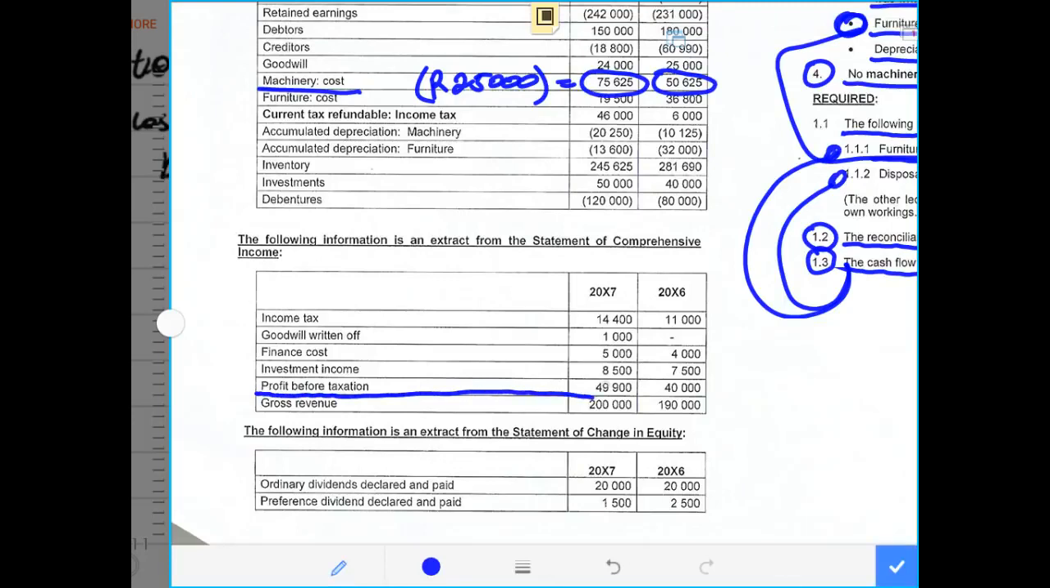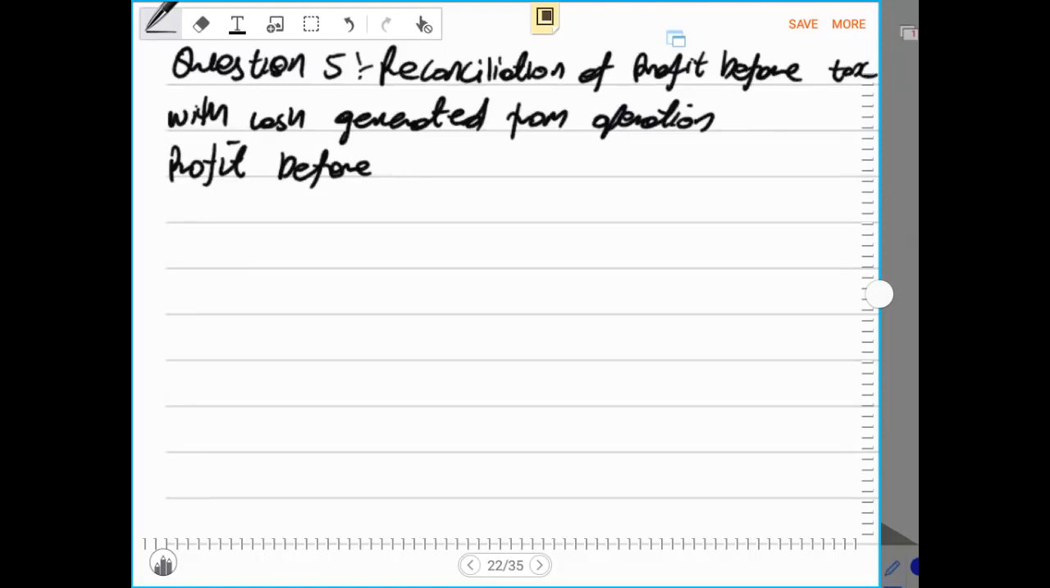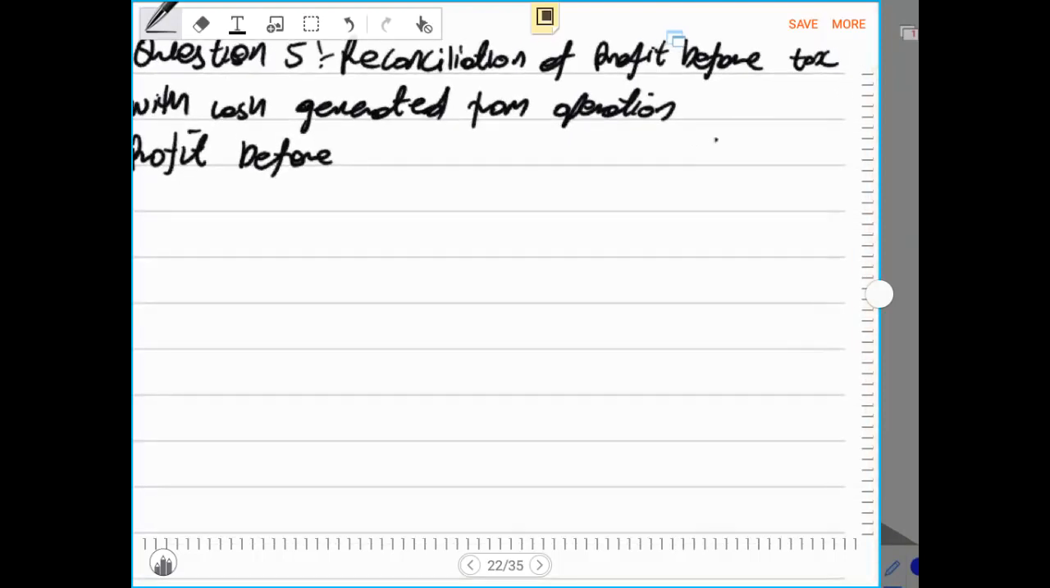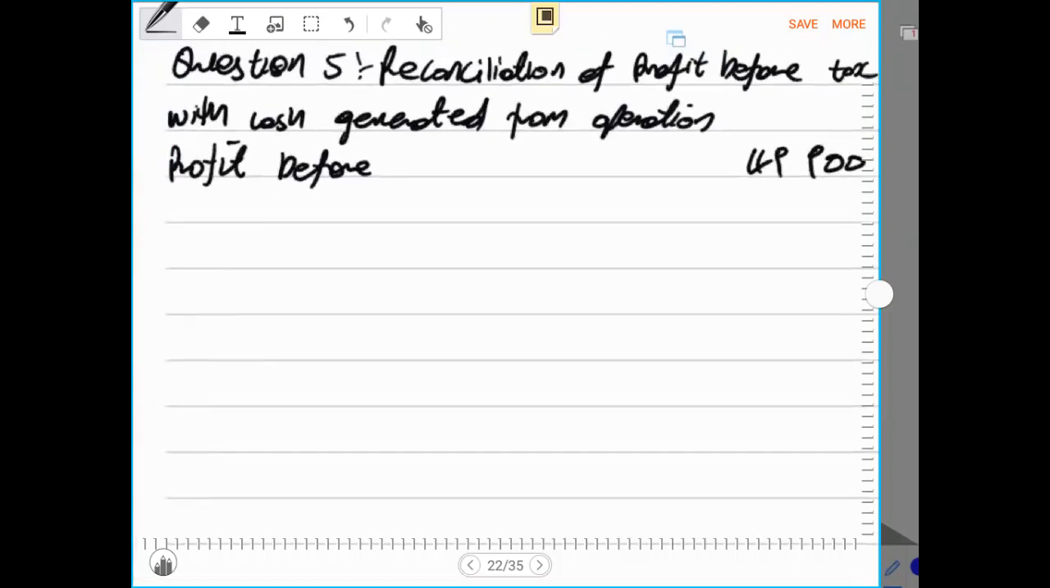As I said to you, we are focusing on the current year, and the profit before tax in the year 2007 in the income statement is 49,900 in this exercise. 49,900 is the profit before tax. Then we record that profit before tax as 49,900 rands. Then after we say non-cash flow items.